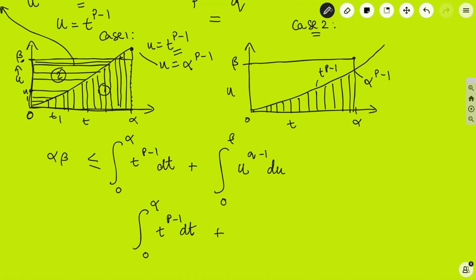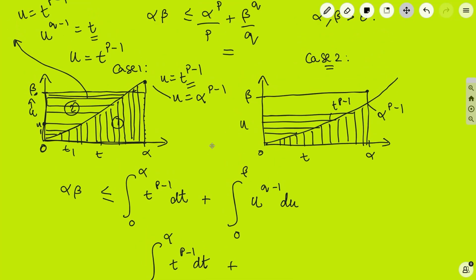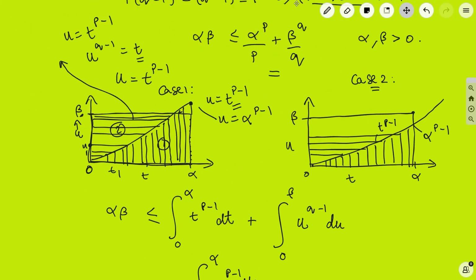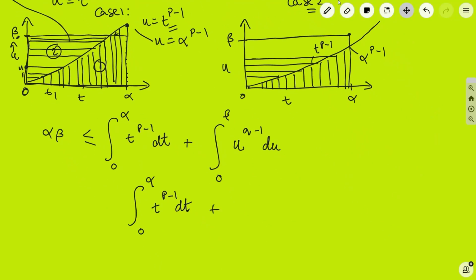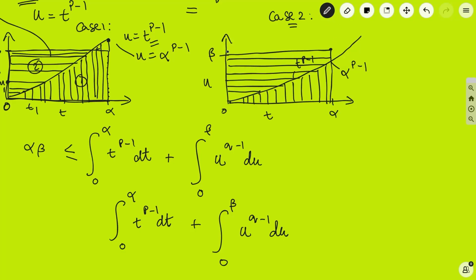you have the other area. You just need to find these heights, which we found. It is nothing but u to the power q minus 1. We found it here. And you just need to integrate it. So plus integral 0 to beta, u to the power q minus 1 du. Okay? Well, actually, when you have beta, there's a small mistake here from my side.